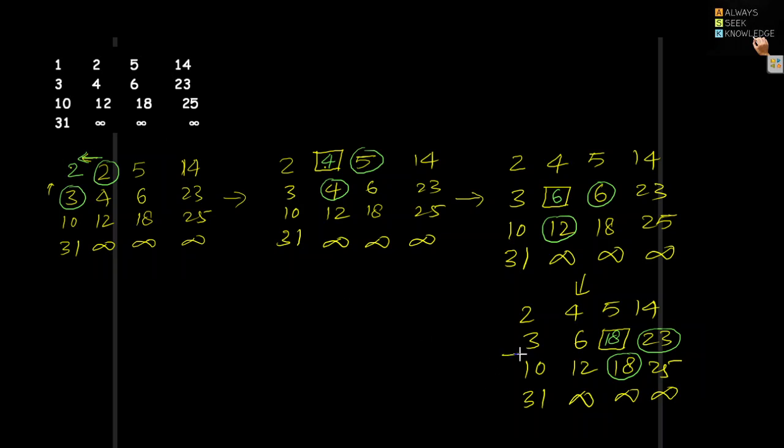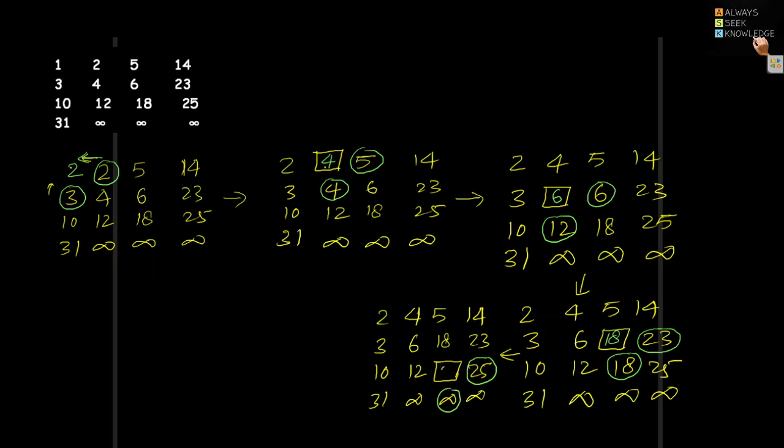Now the updated tableau we can write like 2, 4, 5, 14. Then we have 3, 6, 18, 23. Then we have 10, 12. This place is empty because 18 has been shifted from here, and it is 25, and this is 31, infinite, infinite, and infinite. Now again the same thing, we need to compare these two places. One is 25 and this place is infinite, so 25 will be shifted here.